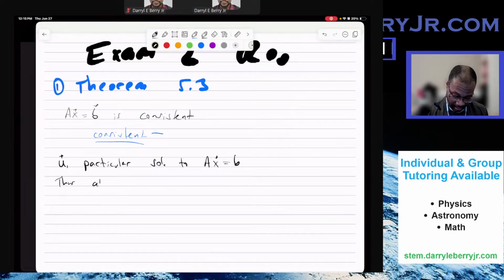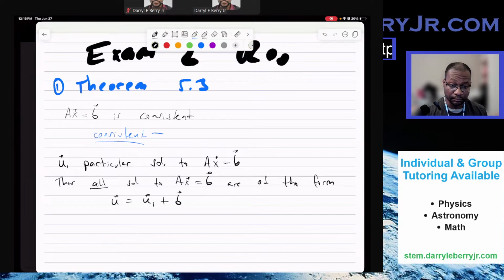Thus, all solutions to AX equals B are of the form U equals U1 plus, oops, plus V, where V solves AX equals 0. So we'll go ahead and prove this.